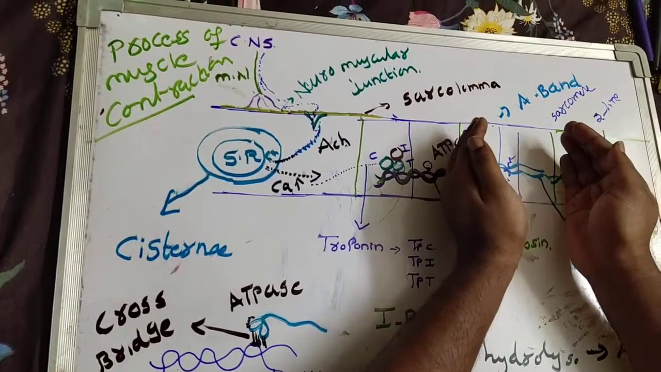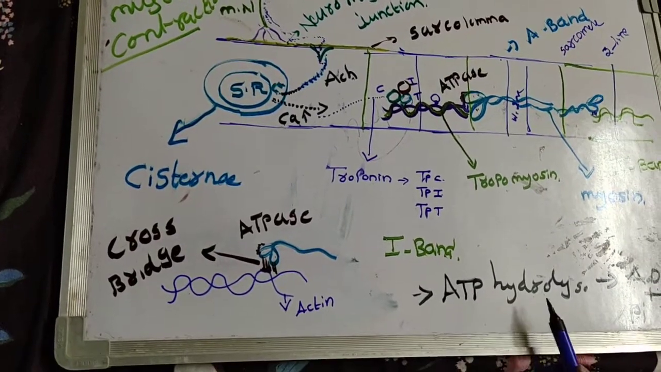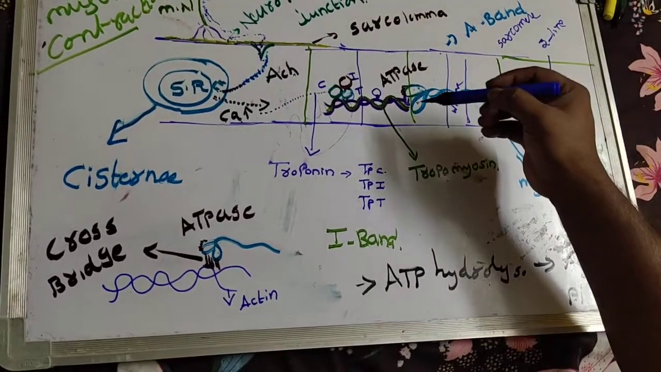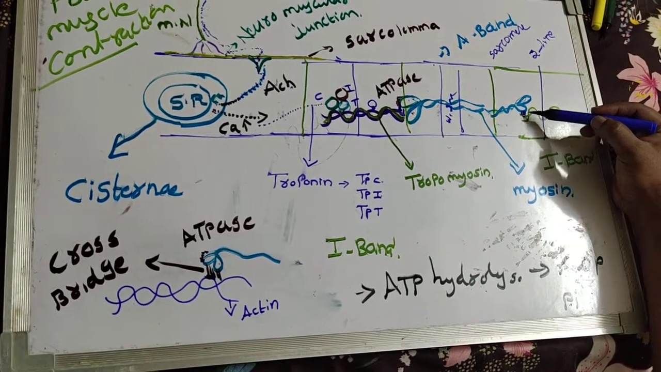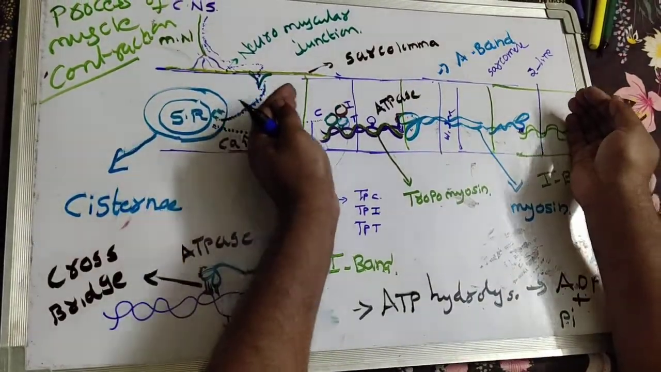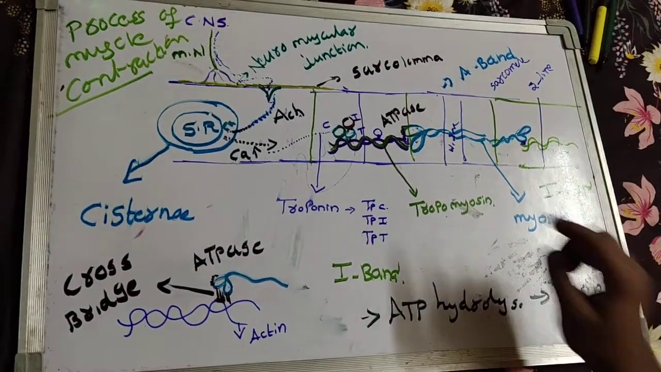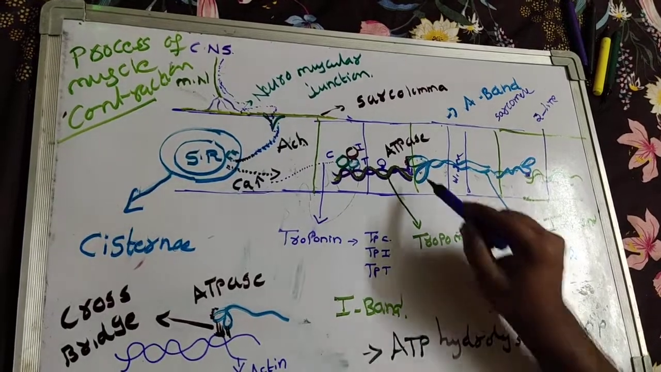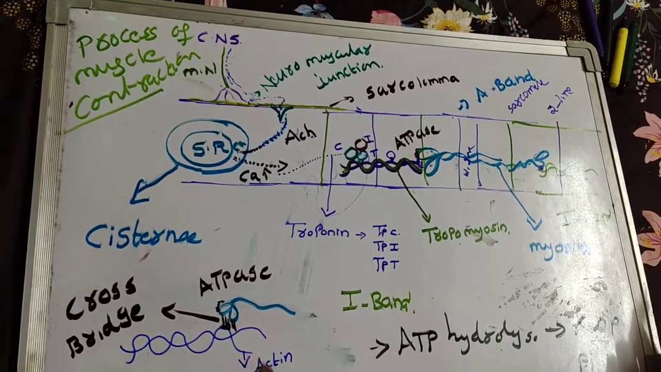Now it is contracted. Later another ATP is released. That ATP is hydrolyzed and converted to ADP plus Pi. This ATP is utilized for the breakdown of these cross bridges. When the cross bridges break down, it comes back to its original position. That's why 1 ATP is for contraction, 1 ATP for relaxation. One ATP is used for the formation of the cross bridges, another ATP is used for the breakdown of the cross bridges. That is the procedure mainly seen in the process of muscle contraction.